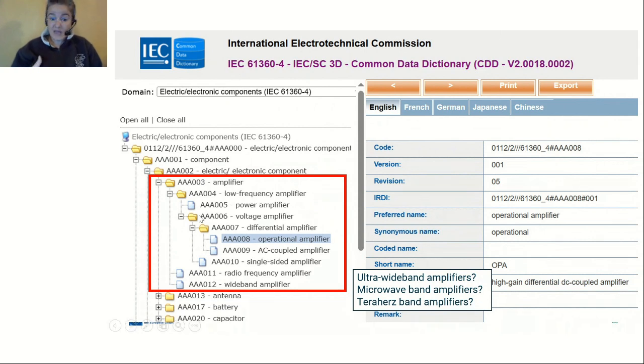to expand on this classification and this taxonomy to include the gazillion different other types of amplifiers that you can find: ultra wideband amplifiers, microwave band amplifiers, terahertz band amplifiers. There are many, many different types of amplifiers you can imagine, and you would want to include them in here. Because of this numbering scheme, this might be a little bit complicated, and perhaps I would need to create another dictionary and reference these terms in order to inherit all of their properties.